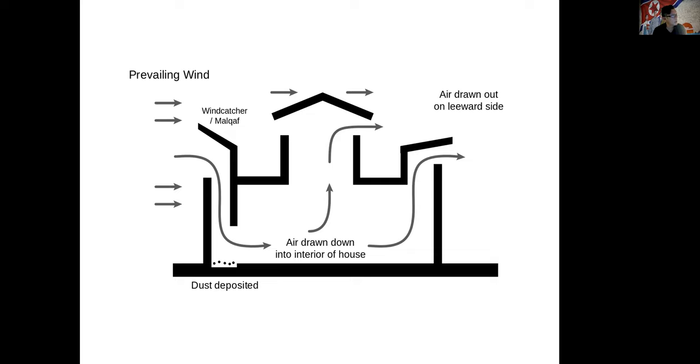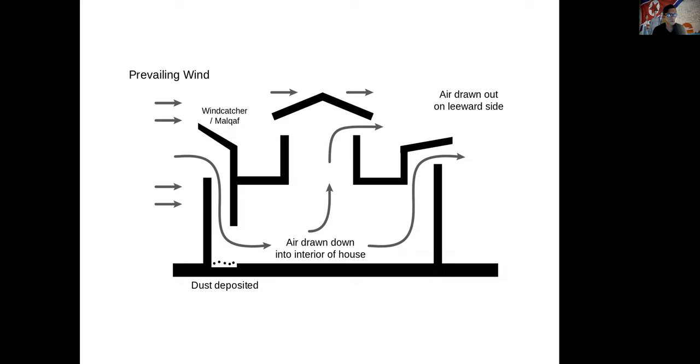And the whole opening of the wind catcher, or the wind tower, has to be designed to face the prevailing wind. In other words, in some city or town where this house might be located, the wind may be coming from the north. Then you put the wind tower on the north side. If it's coming from the south, then you put it on the south side.